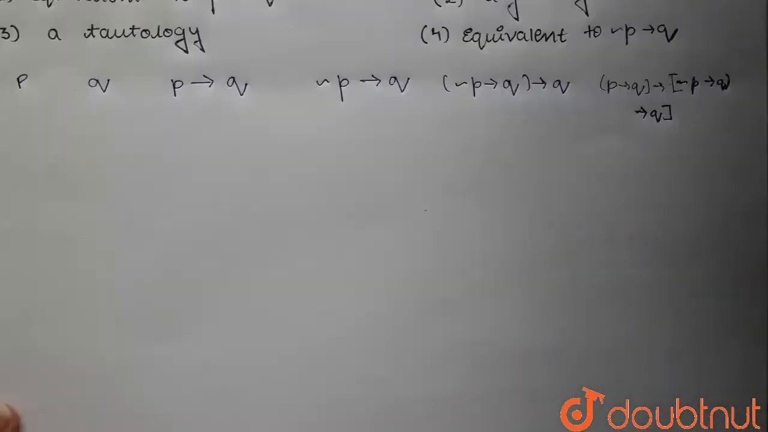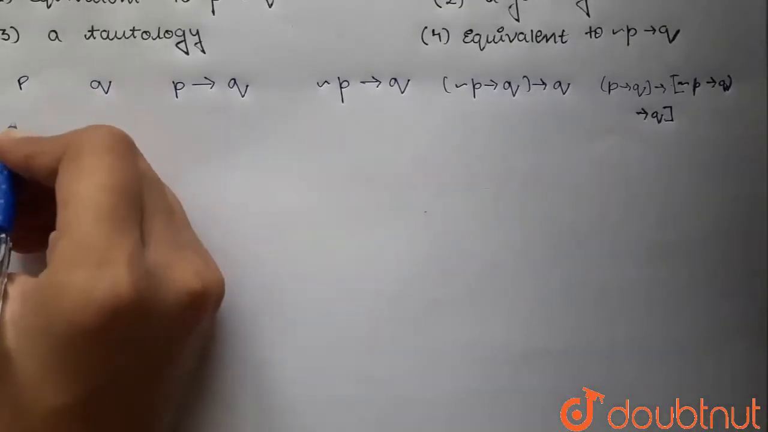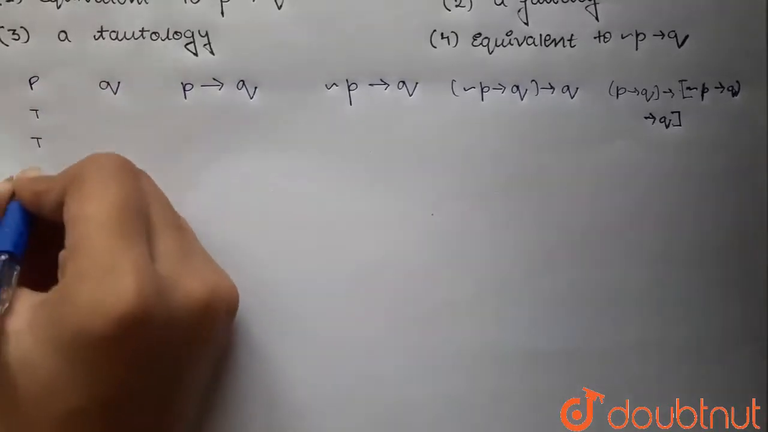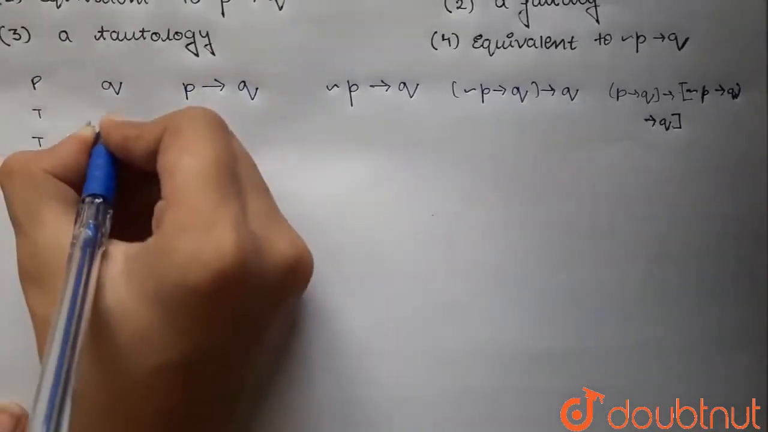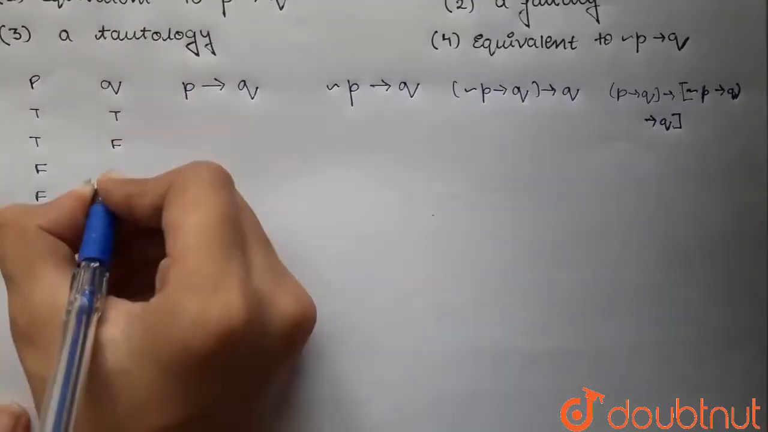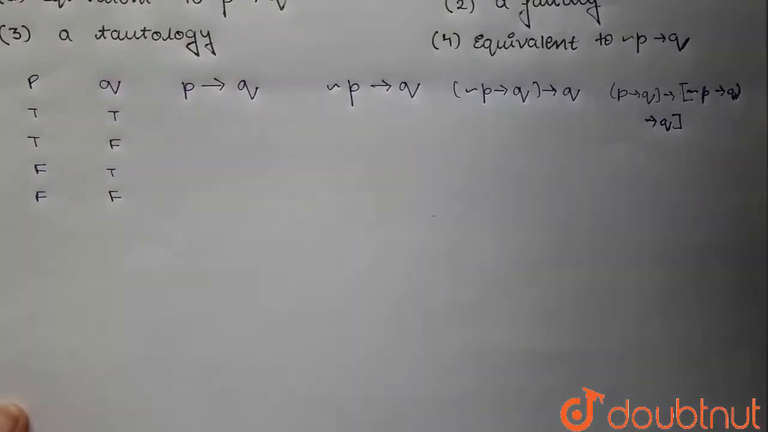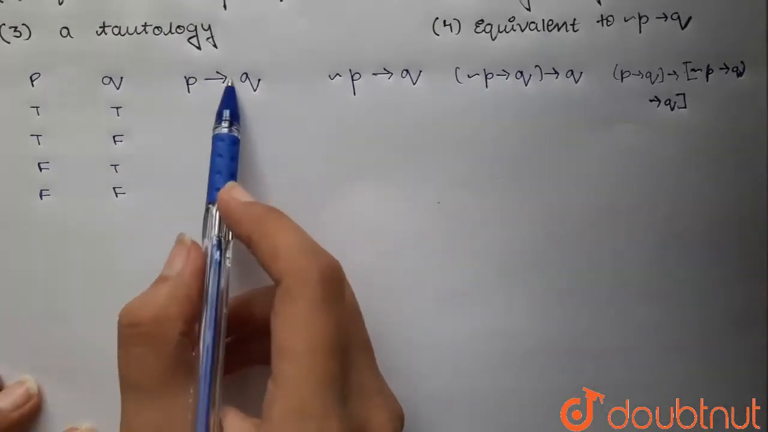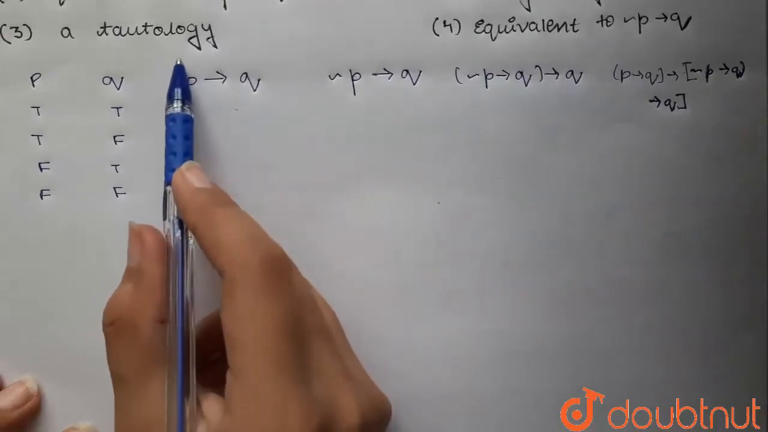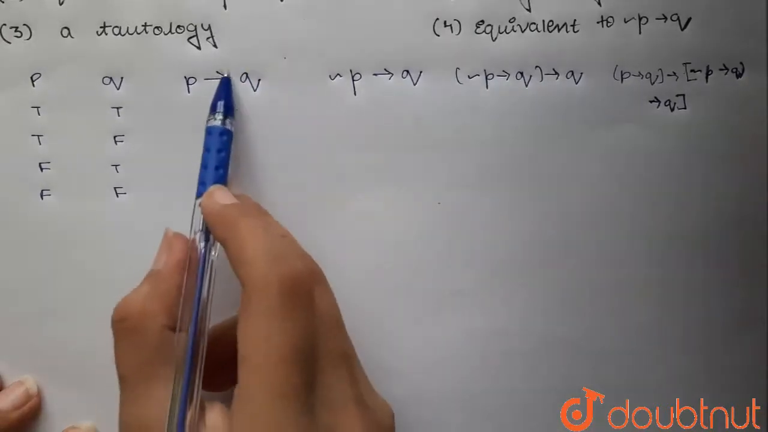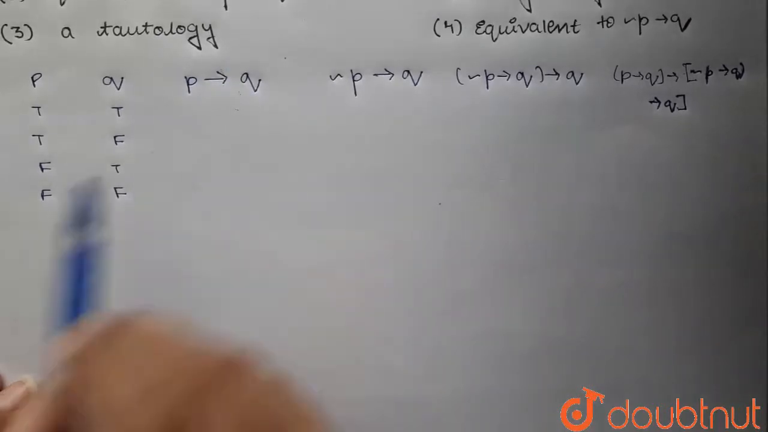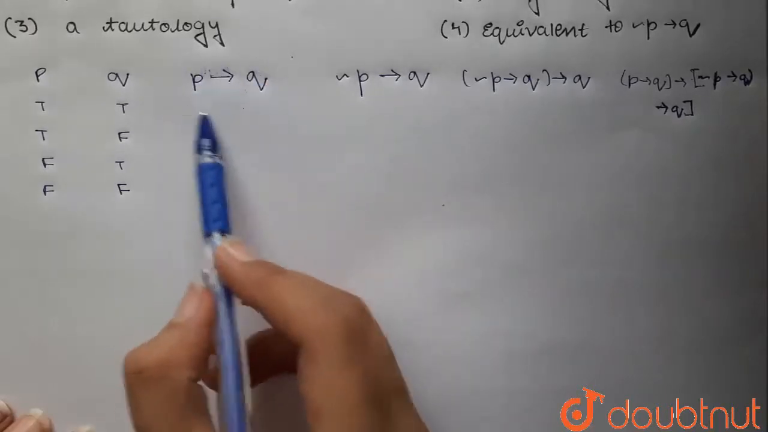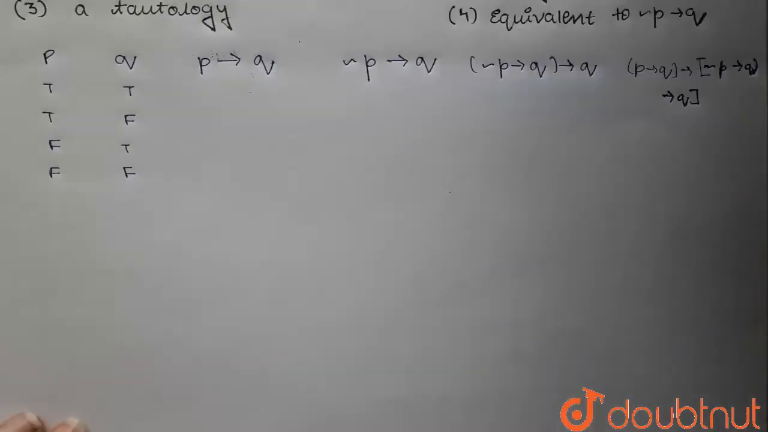Okay, so we will put the values here. P we will take as true, true, false, false. Then Q will be true, false, true, false. Now we are going to see P implies Q. With an implication sign, the result is false only when the first statement is true and the second is false; even if the first one is false, we get the total result as true.